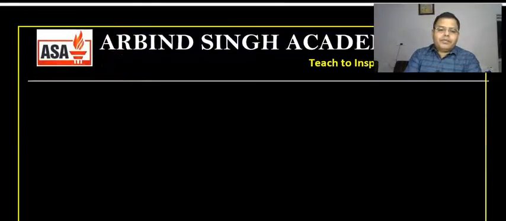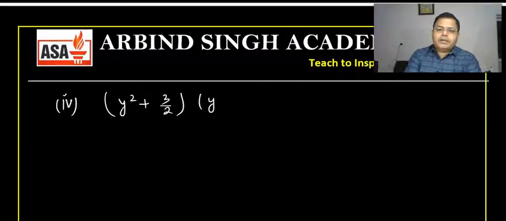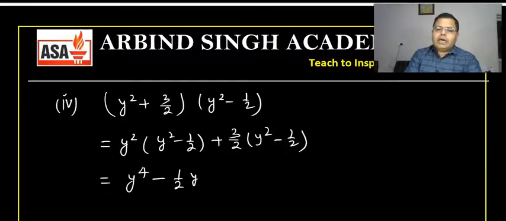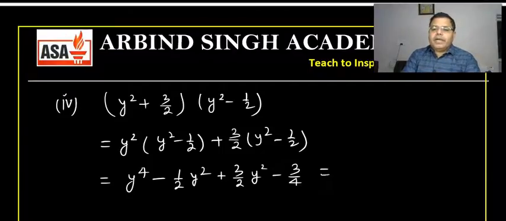Now question number 4. The fourth part of the question is y square plus 3 by 2 into y square minus 1 by 2. Again, you can proceed the same way: y square multiplied by y square minus 1 by 2, plus 3 by 2 multiplied by y square minus 1 by 2. So you will have y square multiplied by y square is y to the power 4, then minus half of y square, plus 3 by 2 y square, and 3 by 2 multiplied by 1 by 2 is 3 by 4.